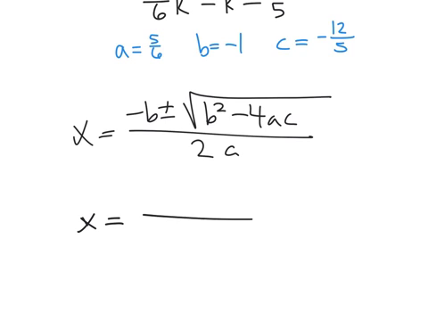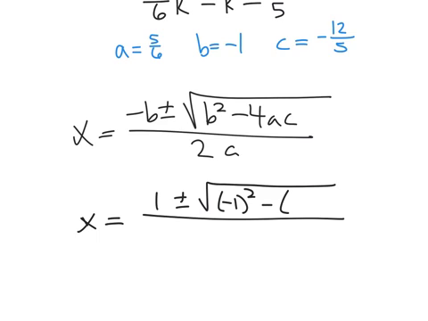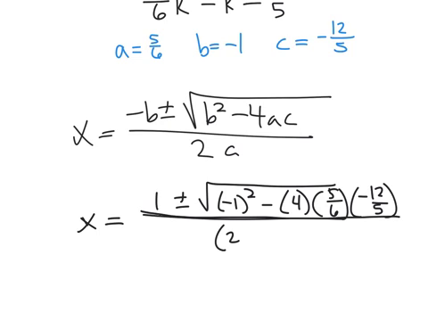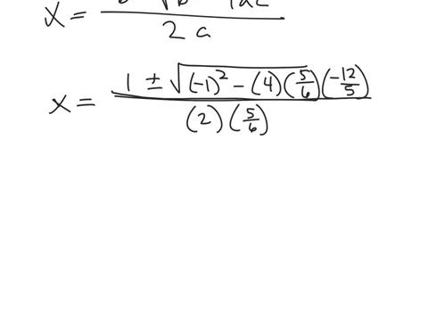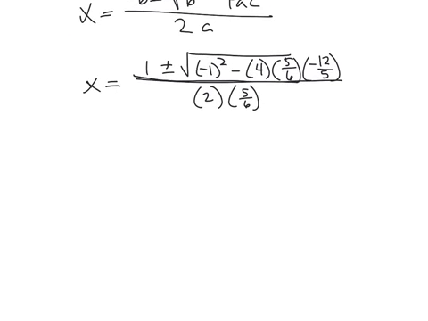So x equals, that becomes 1 plus or minus the square root of -1 squared minus 4 times 5/6 times -12/5. So goodness gracious. All over 2 times 5/6. All right. So now it's just this big, long, lots of work to do, kind of a simplifying. So you got 1 plus or minus the square root of.